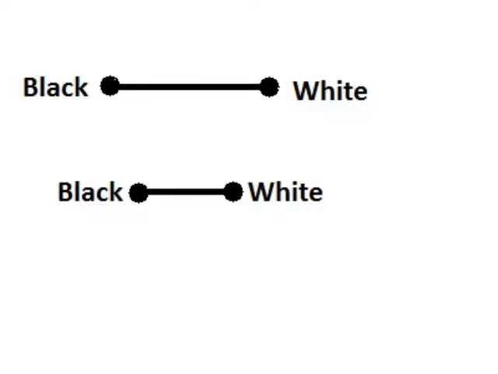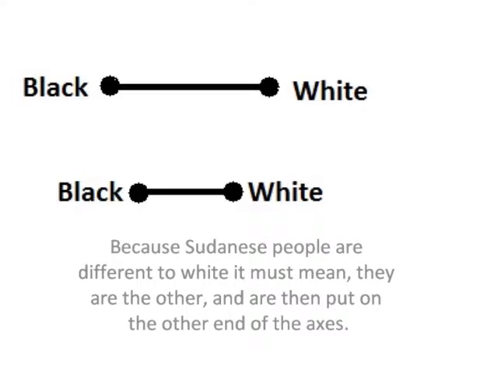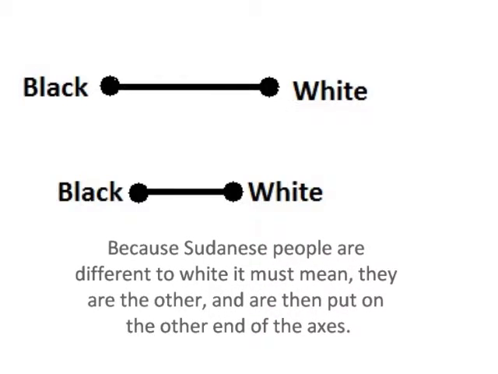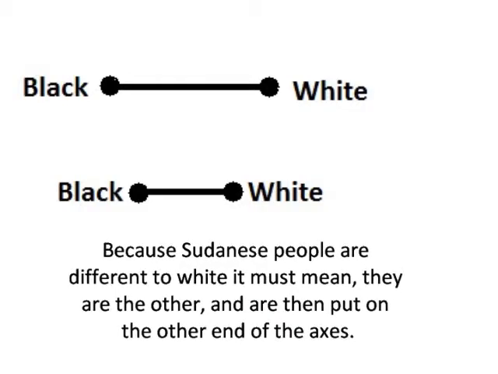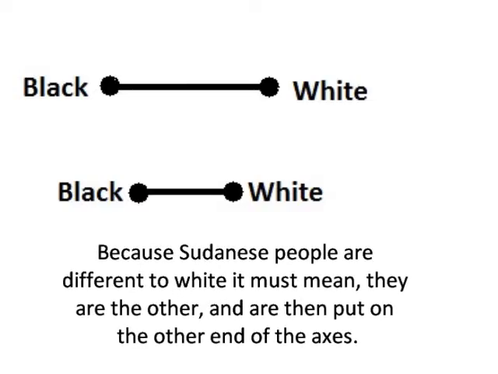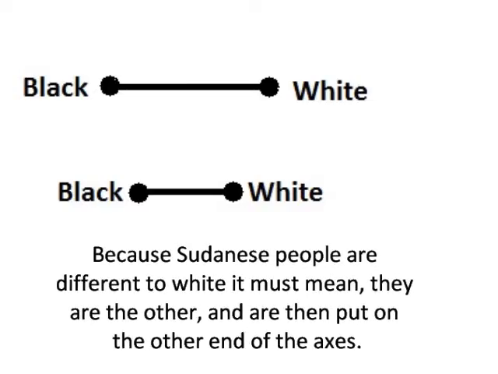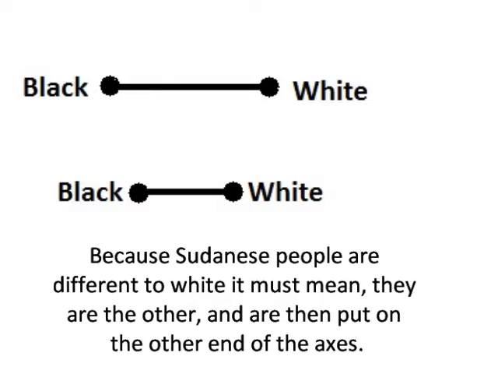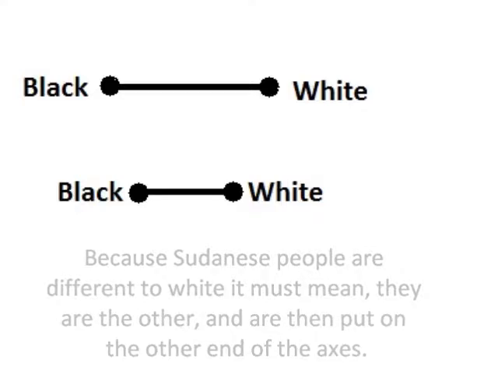The question why we class them different can be answered by looking at the typical view of what it means to be Australian. One of the most portrayed factors to being an Aussie is to be white. The term whiteness can be defined as a hegemonic racial location and is used to describe all Australians to be white. This collective identity is how Australians join together and feel they belong. Because Sudanese people are different to white, it must mean they are other, and they are then put on the other end of the axis.